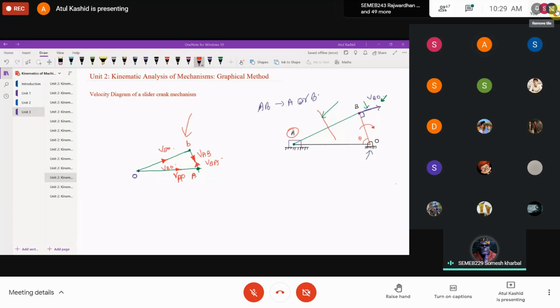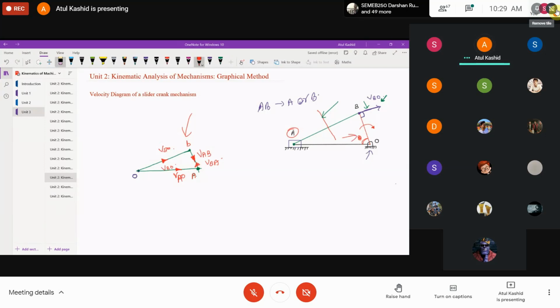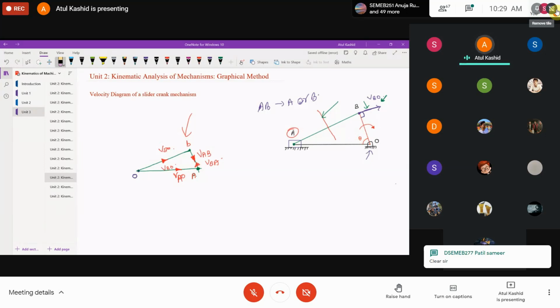Is it angle BOA? Angle BOA is angle theta. Actually here we have assumed the angle. We are not drawing to the dimensions, but when we solve the numerical, I will tell you what to do with that. Don't think about this angle now. Just think how to draw the velocity diagram. That's it. We'll see in the first numerical what to do with that angle.